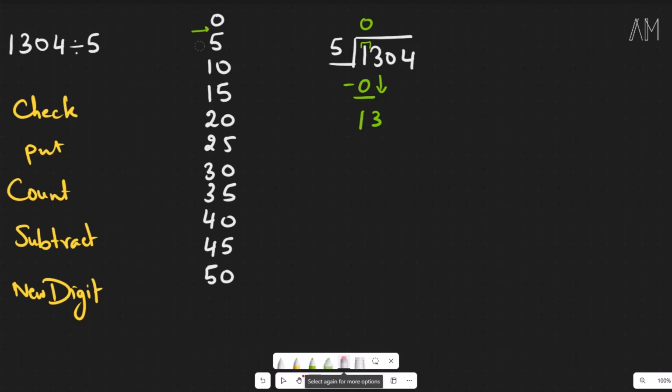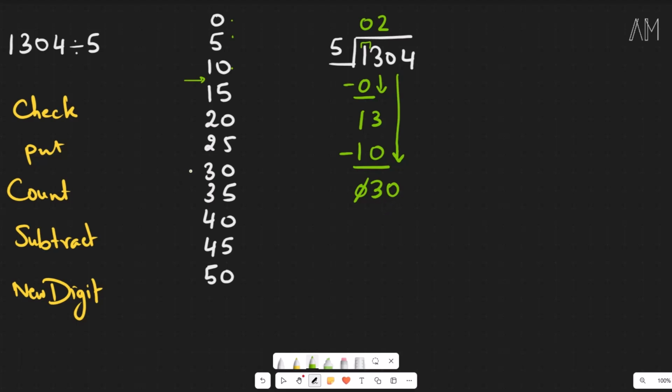Again, where is 13? I will check it in the list. 13 is between 10 and 15. Very good. Choose the smallest, always the smallest. I will put the 10. I will count till 10, 0, 1, 2. And then I will subtract by 10. 13 minus 10 is actually 3. And after subtraction, a new digit will come down.